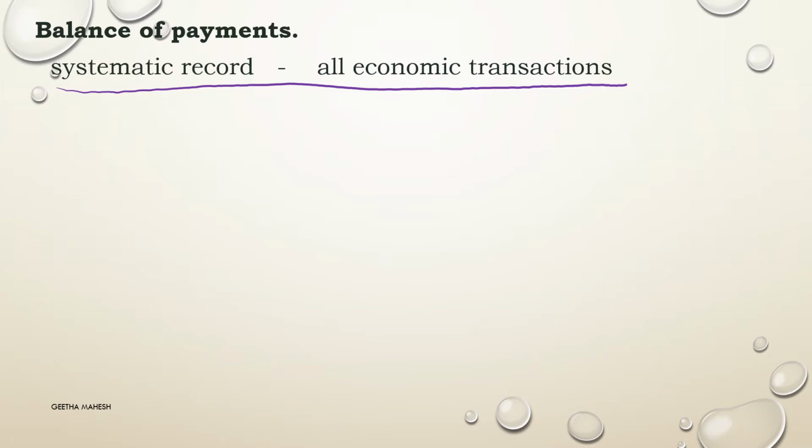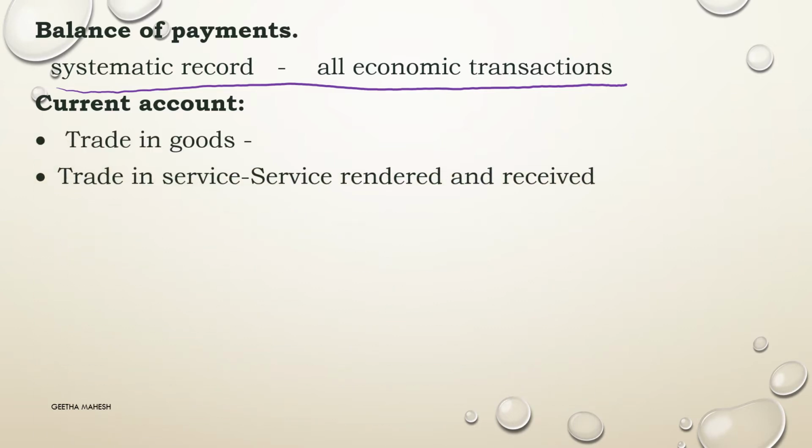The balance of payment has three types of accounts: current account, capital account and official reserve account. Let us discuss current account. In the current account, we make a recording of trade in goods, trade in service and transfer payment. Now let us discuss current account in detail. Current account, as I told, it deals with three things: one is trade in goods, trade in service and transfer of payment.